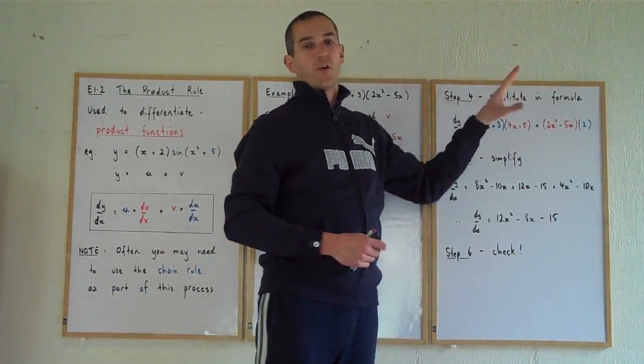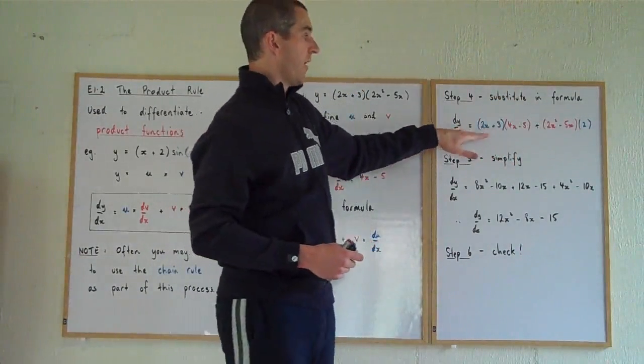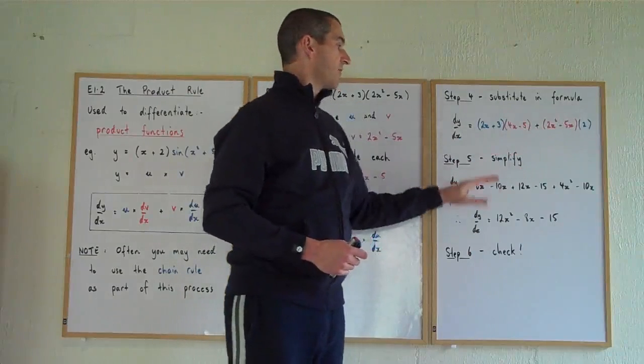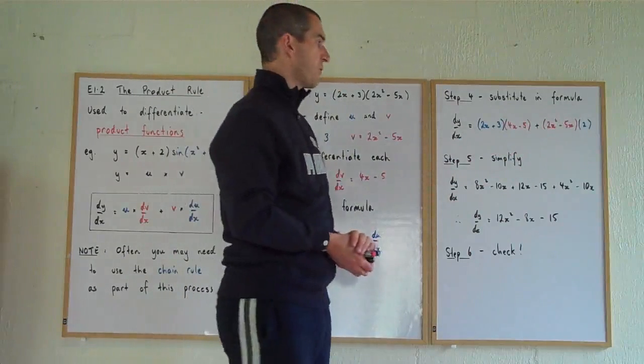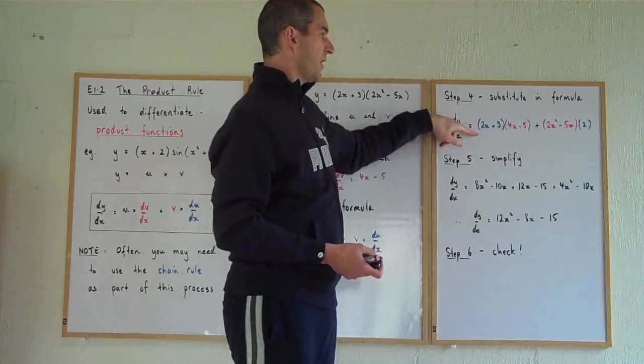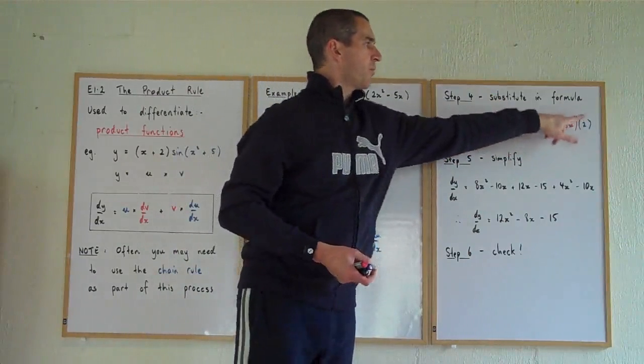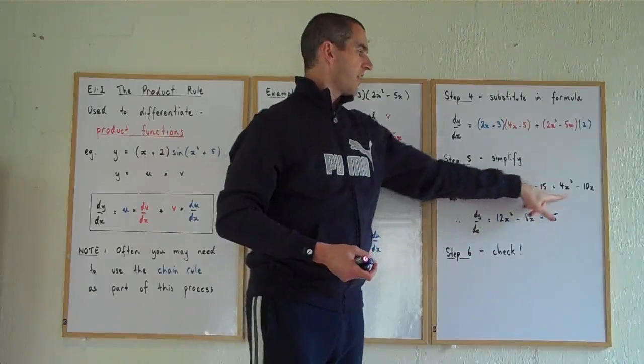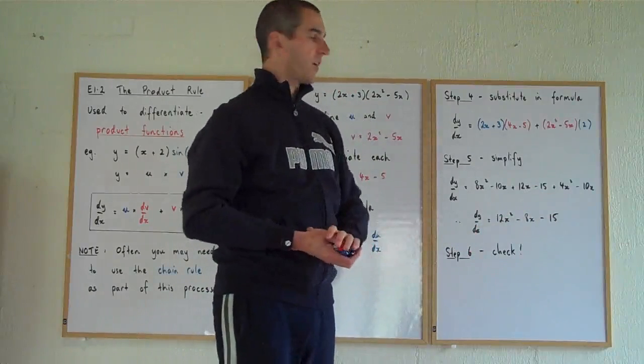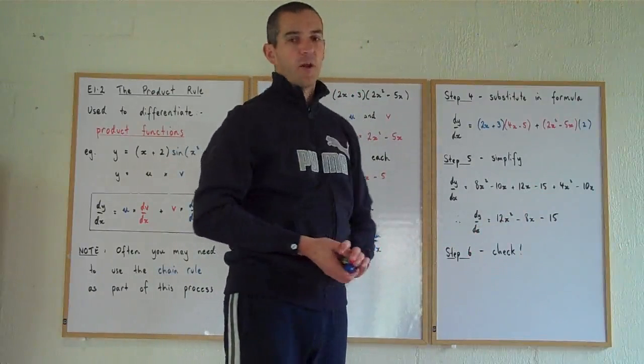At this stage, that's all I want. I want to be able to come back and check my working, and I've got those parts ready to go. Step 5 is obviously a simplification process. We're going to have some like terms here. I've expanded the brackets, brought this coefficient to the front, and done a little bit of tidying up, and we end up with 12x squared minus 8x minus 15.